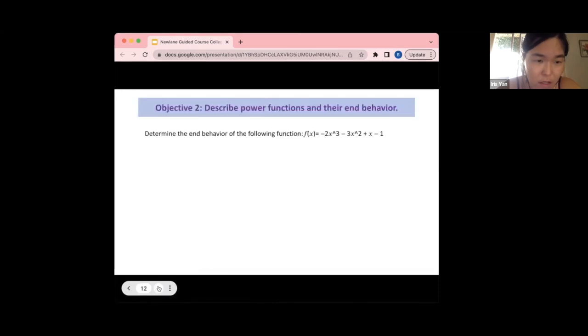Okay, so let's see. Determine the end behavior of the following function. What do we mean, or what do they mean by end behavior?